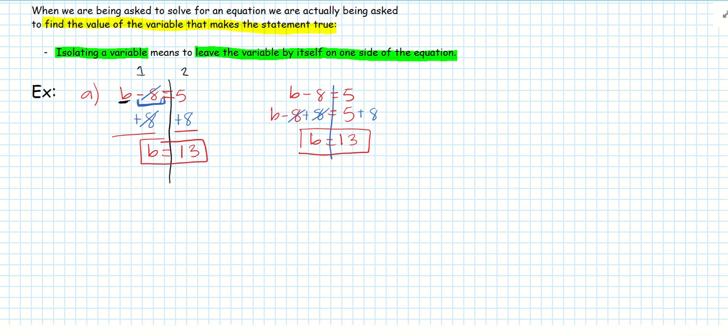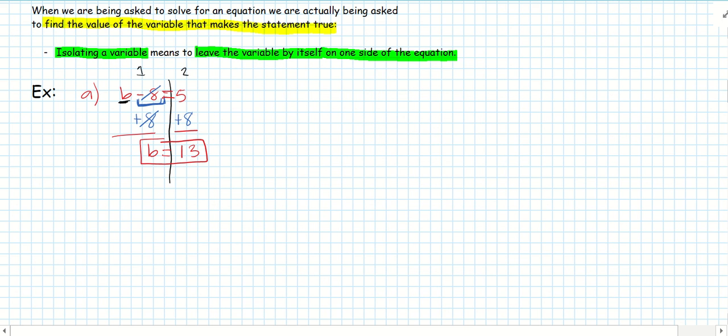Okay. So I'm going to go ahead and erase this. And let's go over another example, okay? So this is example B. So for B, we have negative 9W equals 36.